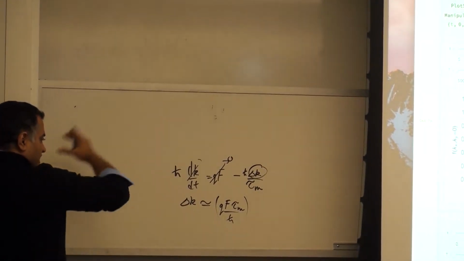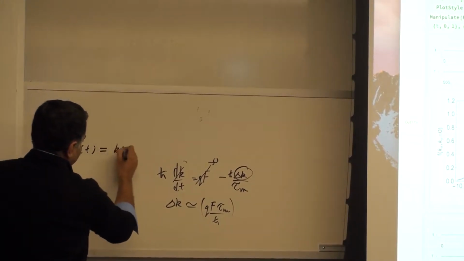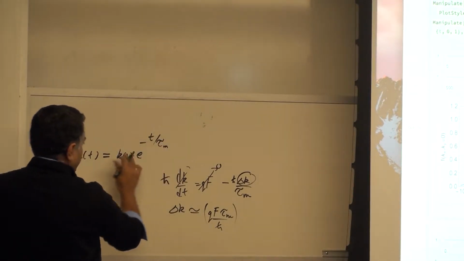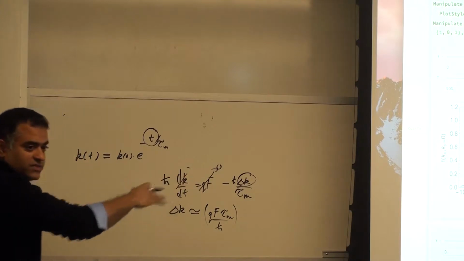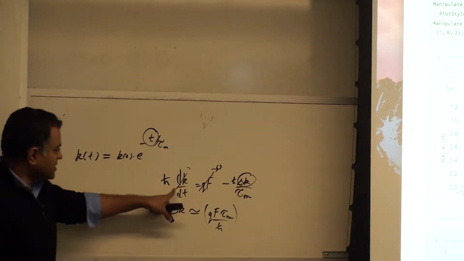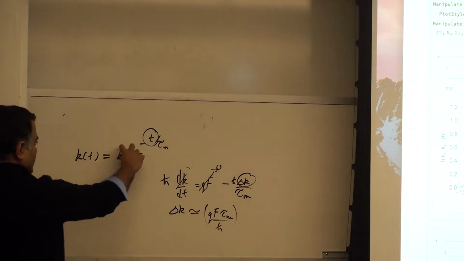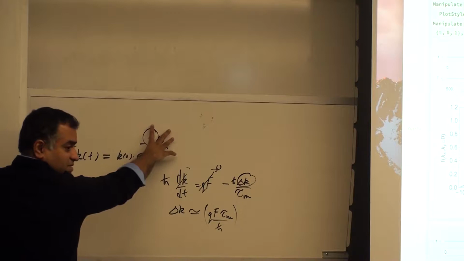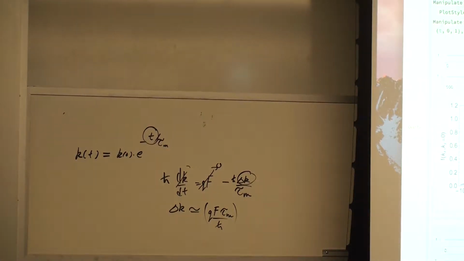And you can see k of t will go as k of 0 times e to the power minus t over tau m. It will go back to its equilibrium value with a time constant of this nature, right? From this equation, it's a first-order differential equation. This is not the exact equation. It goes back to its original, but the time rate of change is this. Right? So that much you can see, and that you can obviously also simulate.